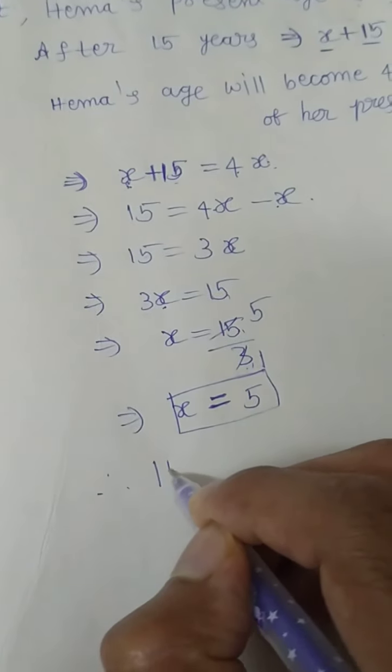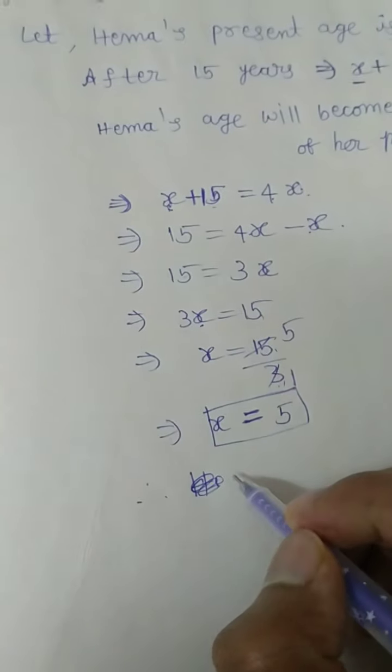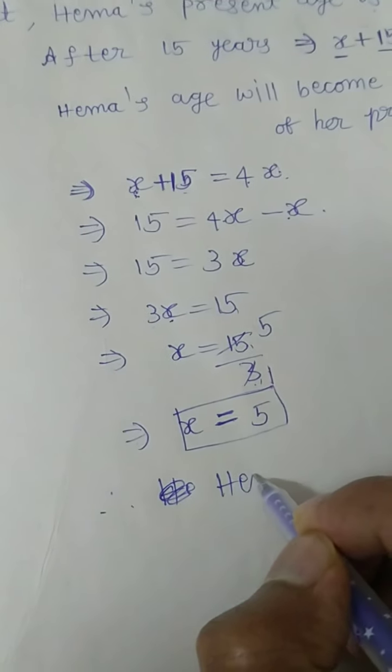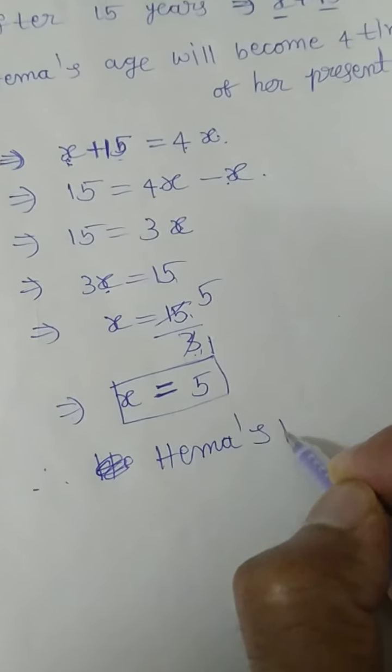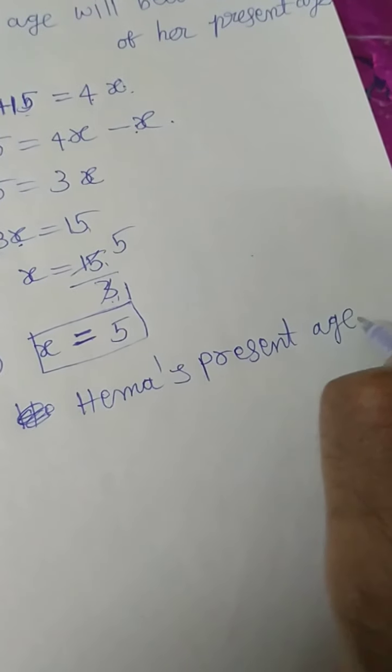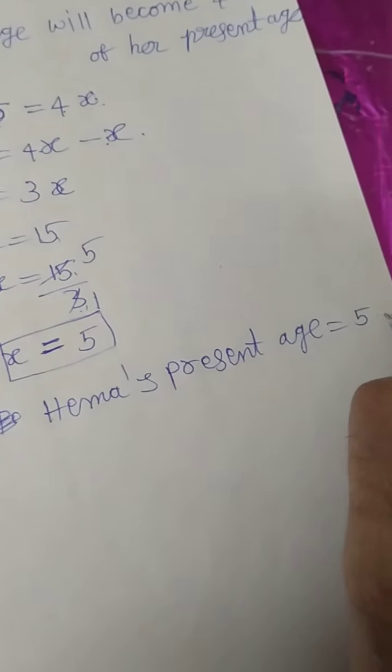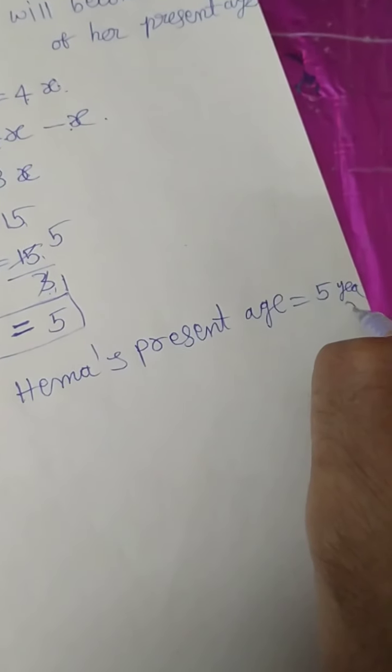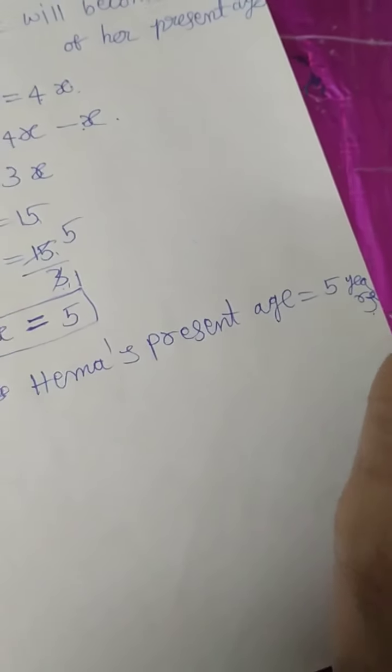Therefore, instead of "her" we have to write Hema's present age. Hema's present age is equal to 5 years. Okay, age now we have to mention in years.